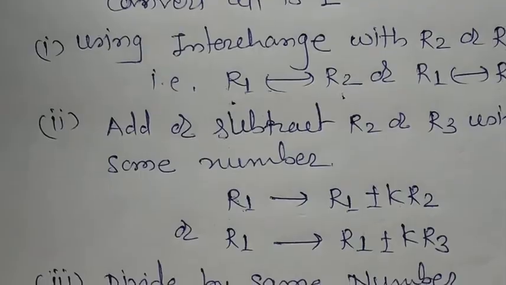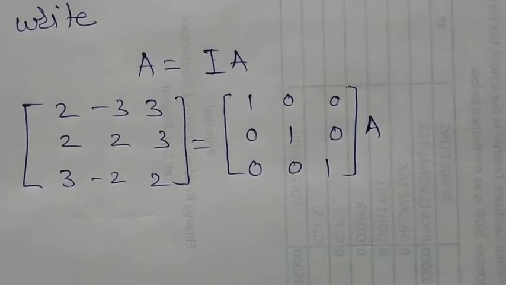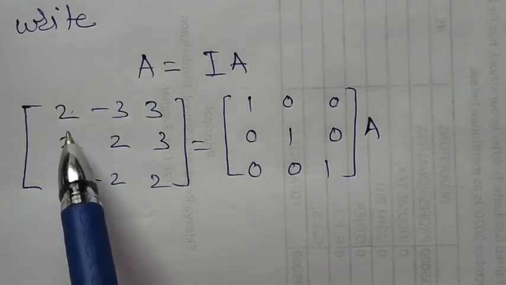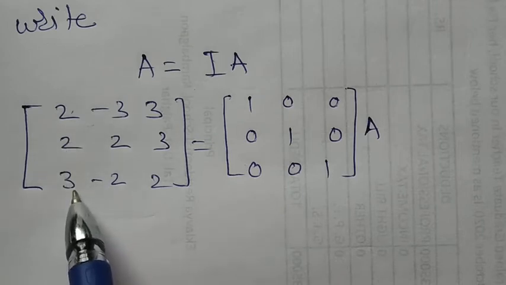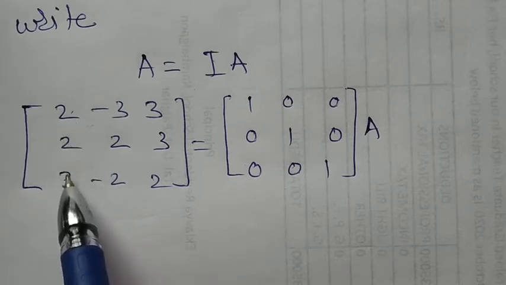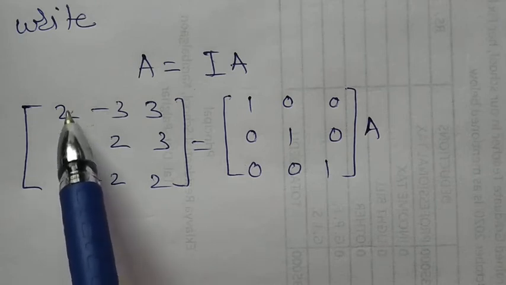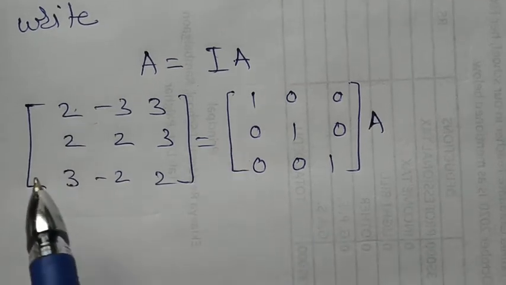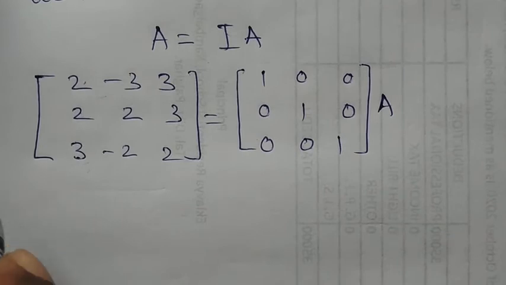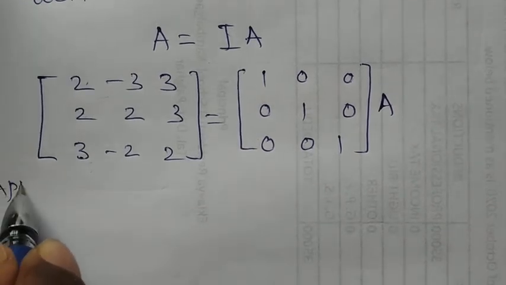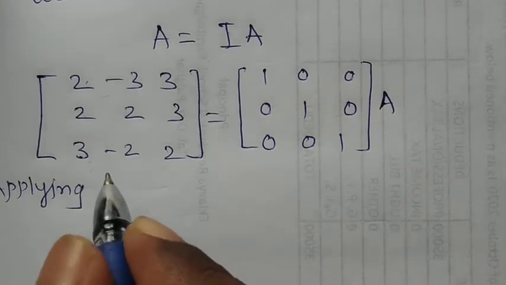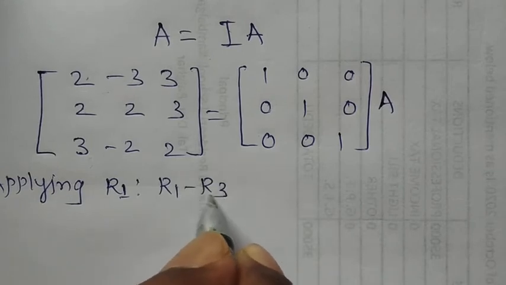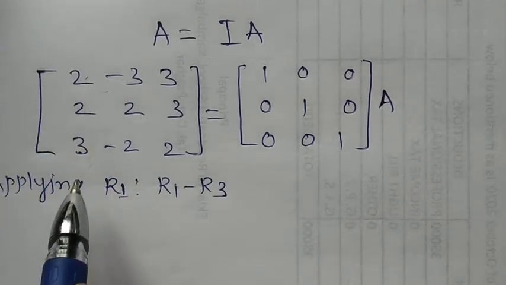Now using these 3 conditions, check here: interchange is not possible, because in the first column there is no 1; here is 2 and here is 3. So it is not possible to get 1 using interchange. So the second option is add or subtract. If 2 minus 3 happens, the answer becomes minus 1, so add or subtract is possible. So what we do is R1 minus R3.